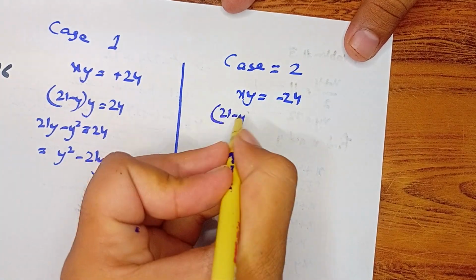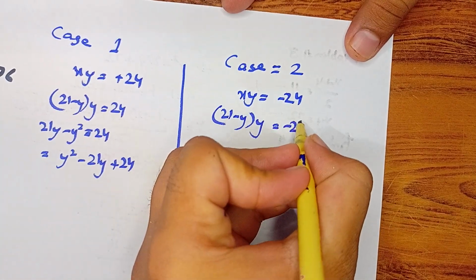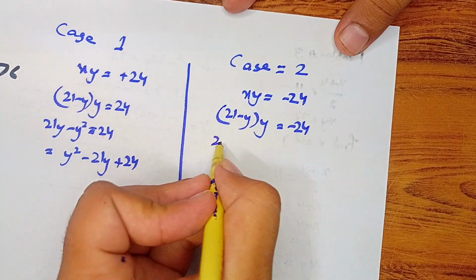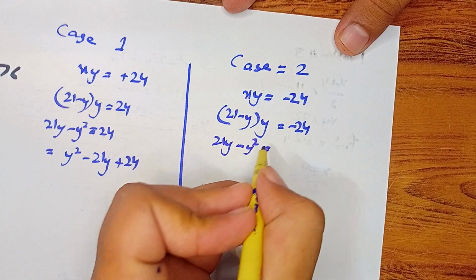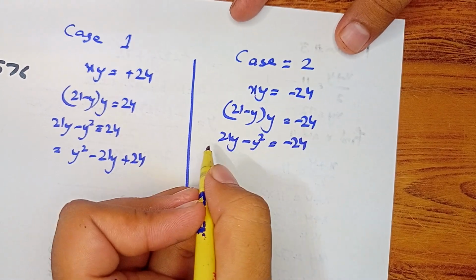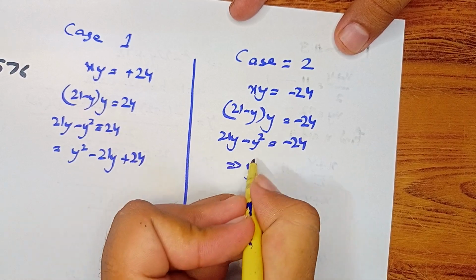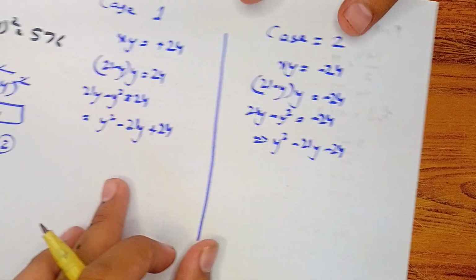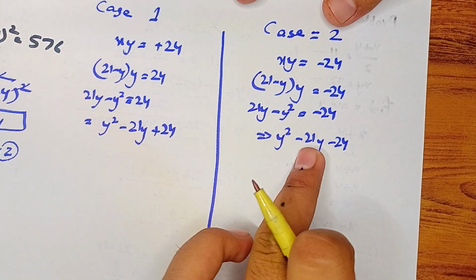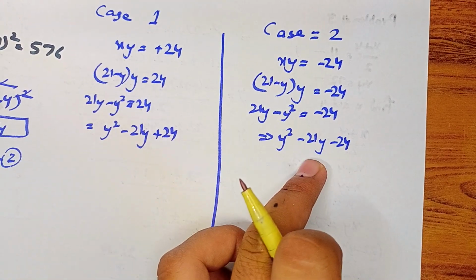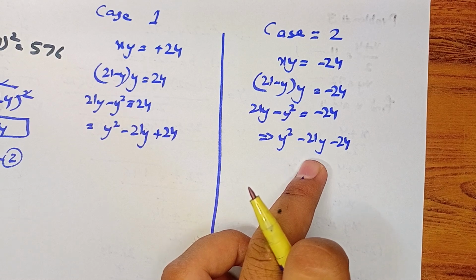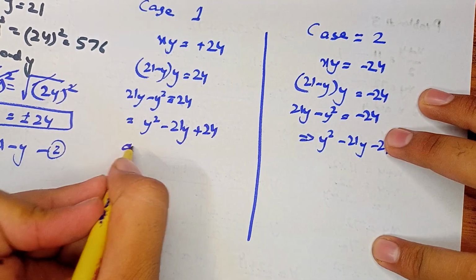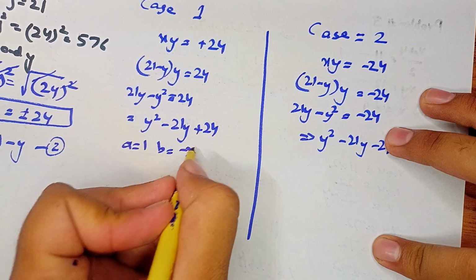But there is a small difference: it should be minus, and everything else is the same. 21y minus y square equals minus 24, and then the terms come to the other side: y square minus 21y minus 24. Okay, so these are two equations. This is our first equation, this is the second equation, the first case and the second case. So we have to find the values of y. How should it be possible? So a should be 1, b should be minus 21 for the quadratic equation.